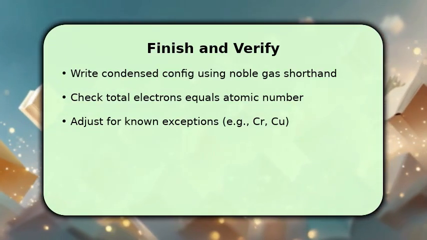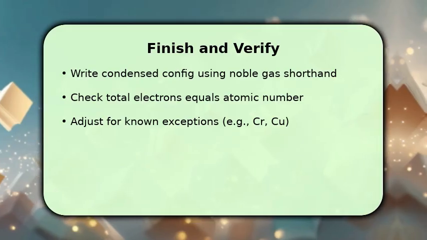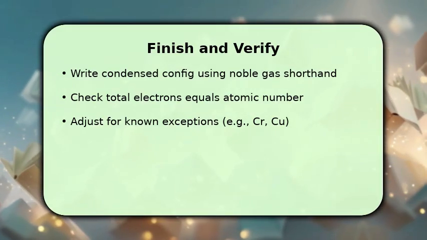Place the nearest noble gas in brackets and continue from there. Make sure the total electron count equals the atomic number. If not, recheck subshell capacities and Hund pairing.